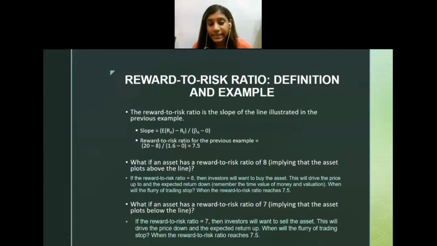Okay, what if an asset has a reward to risk ratio of 8? If the reward to risk ratio is equal to 8, then the investor will want to buy the asset. This will drive the price up and the expected return down. What if an asset has a reward to risk ratio of 7? If the reward to risk ratio is equal to 7, then the investor will want to sell the asset. This will drive the price down and the expected return up.